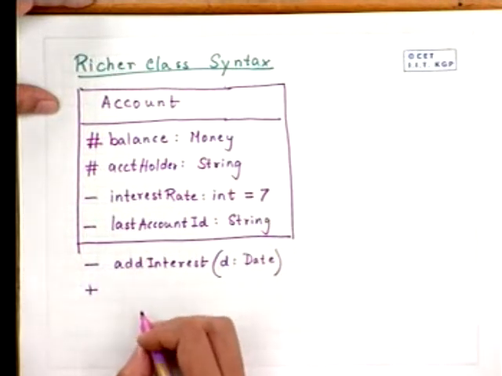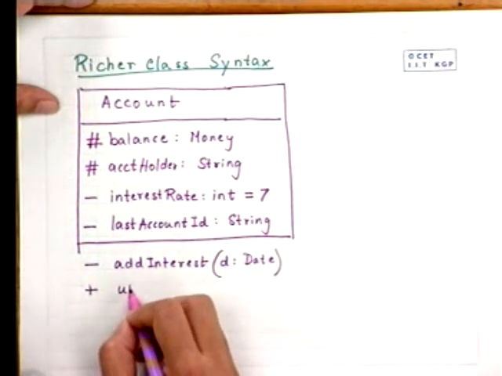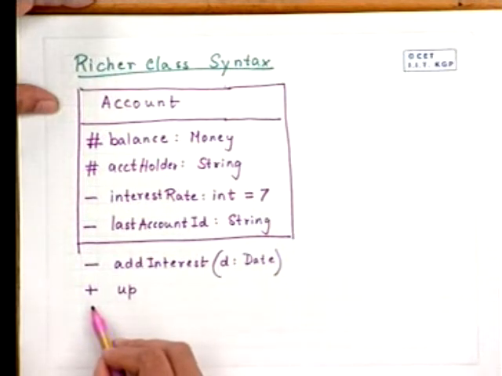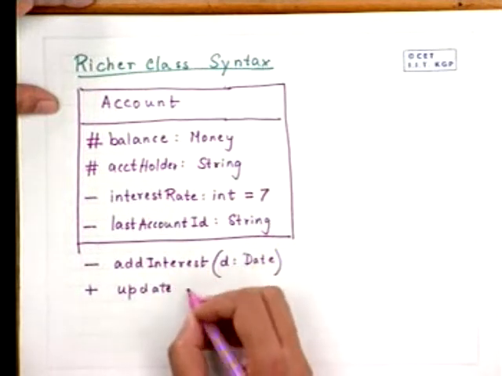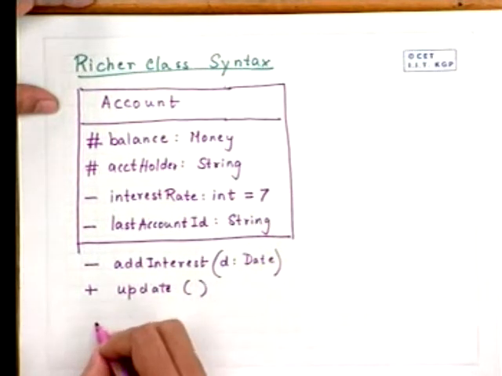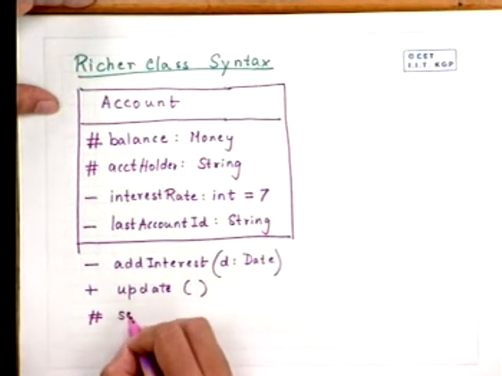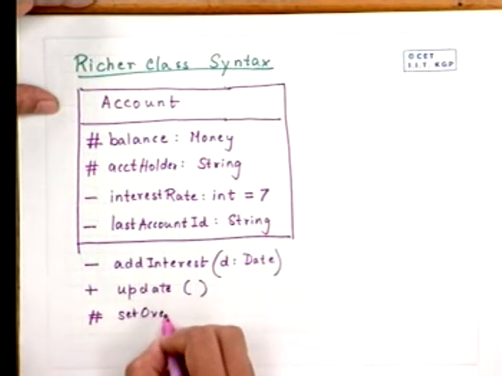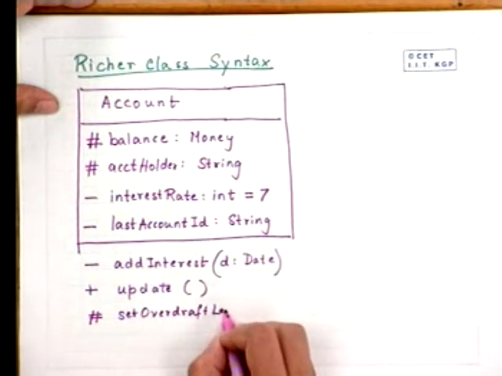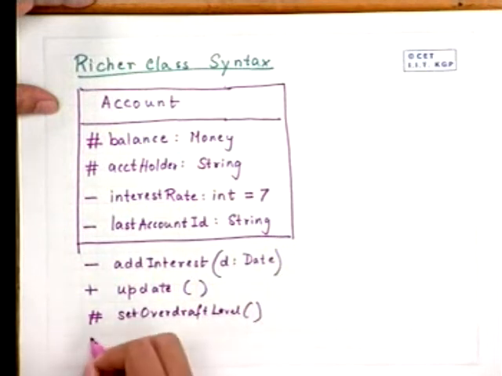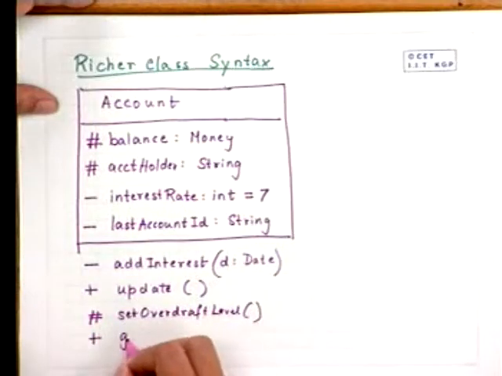Then we have another operation which is a public operation. Plus indicates that the operation is public. Then we have a protected operation set overdraft level. And we have another public operation get balance.